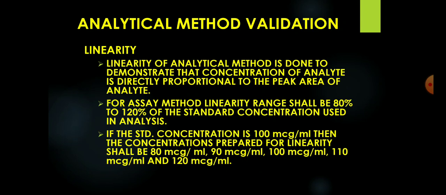Then second comes linearity. Linearity of an analytical method is done to demonstrate that the concentration of analyte is directly proportional to the peak area of analyte. For assay method, the linearity range shall be from 80% to 120% of the standard concentration used in analysis. If the standard concentration is 100 mcg per ml, then what are the concentrations we need to make for the linearity study? It shall be 80 mcg, 90 mcg, 100 mcg, 110 mcg, and 120 mcg per ml.